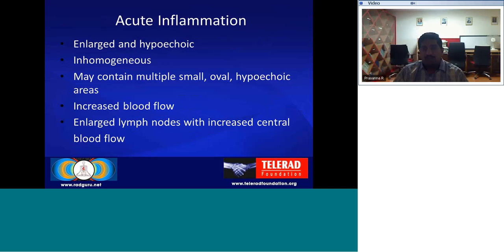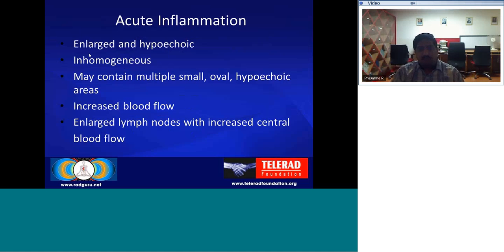So to start with the lesions, acute inflammation is the most common indication for us to look for in the ultrasound department, because the patient comes most commonly with a swelling of the face, where either it could be unilateral or both the glands may be enlarged. So acute inflammation presentation would be with pain and swelling of the face, and ultrasound findings would be that the parotid gland, or any other gland involved, would be enlarged and hypoechoic, and most of the times the echo texture is inhomogeneous and may contain small oval hypoechoic areas.